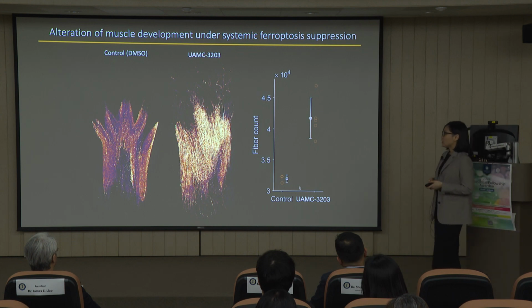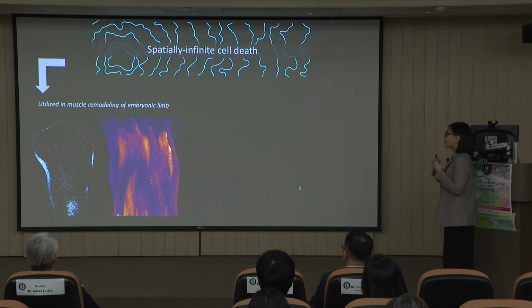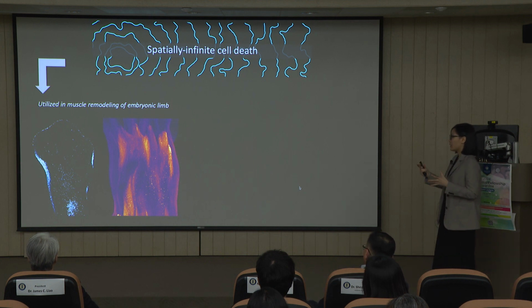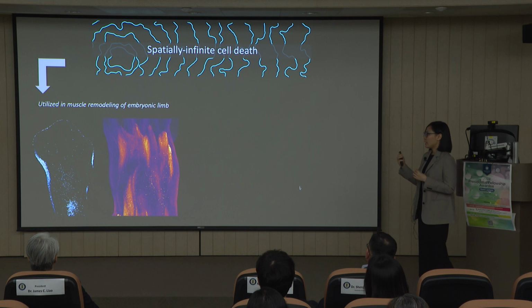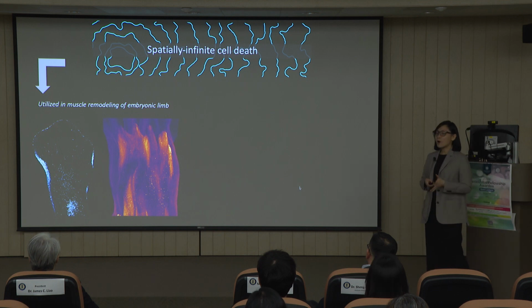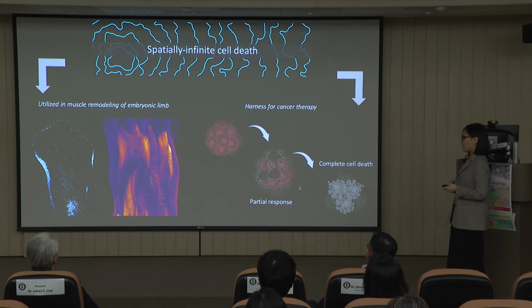So altogether, these results show that the propagating cell deaths could indeed be utilized in order to eliminate these unwanted cell populations as the embryo develops. So now we wonder if we could utilize this propagating cell death for cancer therapy.